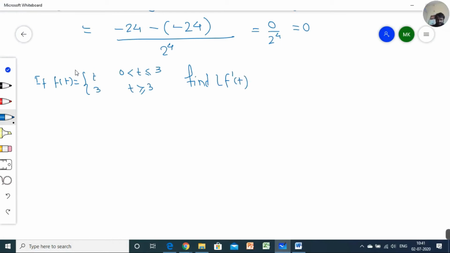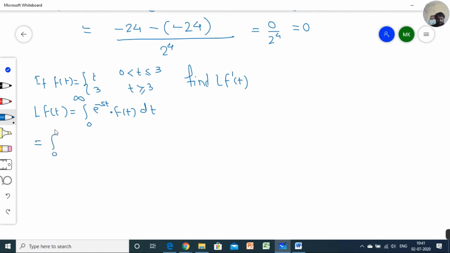So first, if such kinds of questions come, you have to solve this by the definition of the Laplace transform, that is Laplace of f of t equal to the integral from 0 to infinity of e raised to minus st into f of t into dt. You have to solve by this equation, and it is a very simple question.